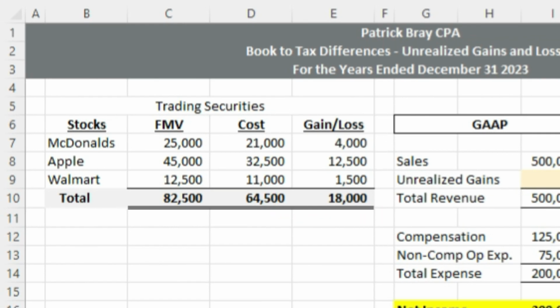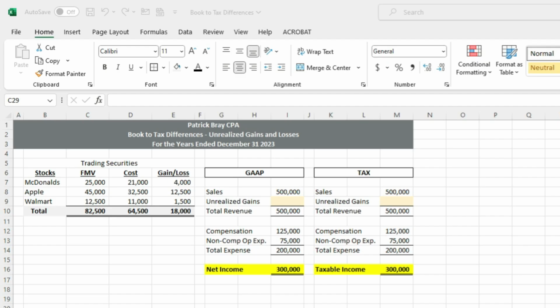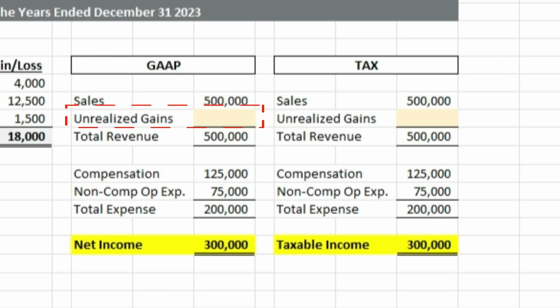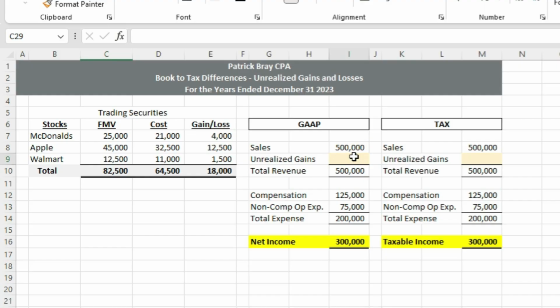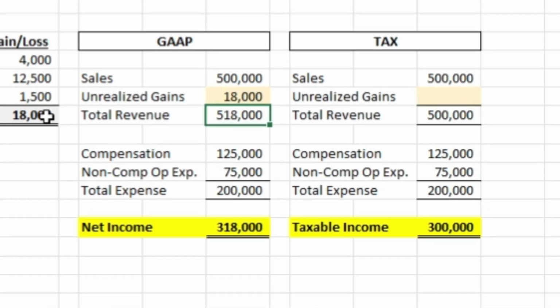And if you're not familiar with trading securities, on a GAAP basis of accounting, these are stocks and bonds that you are not anticipating holding for a long period of time. So you're going to mark your unrealized gains and losses and reflect those in your income statement and ultimately in your earnings. In this instance, we're going to recognize $18,000 of gains related to our trading securities portfolio. You'll notice our net income from a GAAP basis went up by $18,000.